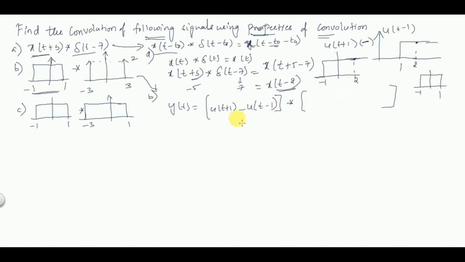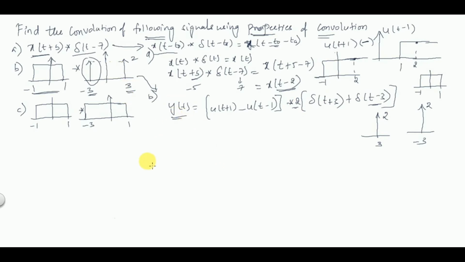Then there are two impulses, one at minus 3 and one at 3, with an amplitude of 2. So I write 2 outside, times del of t plus 3, which means at t equal to minus 3 there is an impulse of amplitude 2, plus del of t minus 3. Del of t minus 3 means t minus 3 equals 0, so t equals 3. So you have an impulse at 3 with an amplitude of 2, because 2 is multiplied.